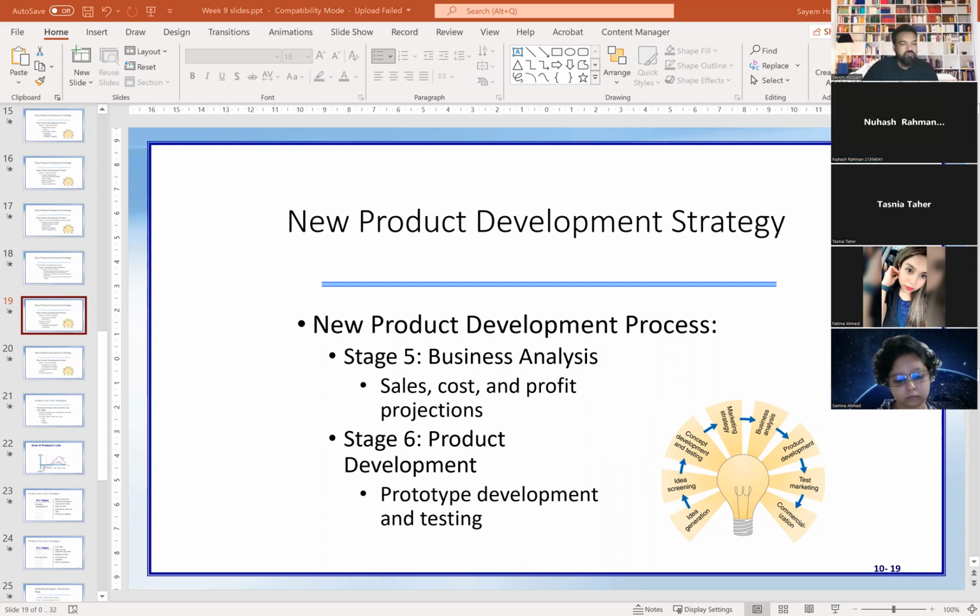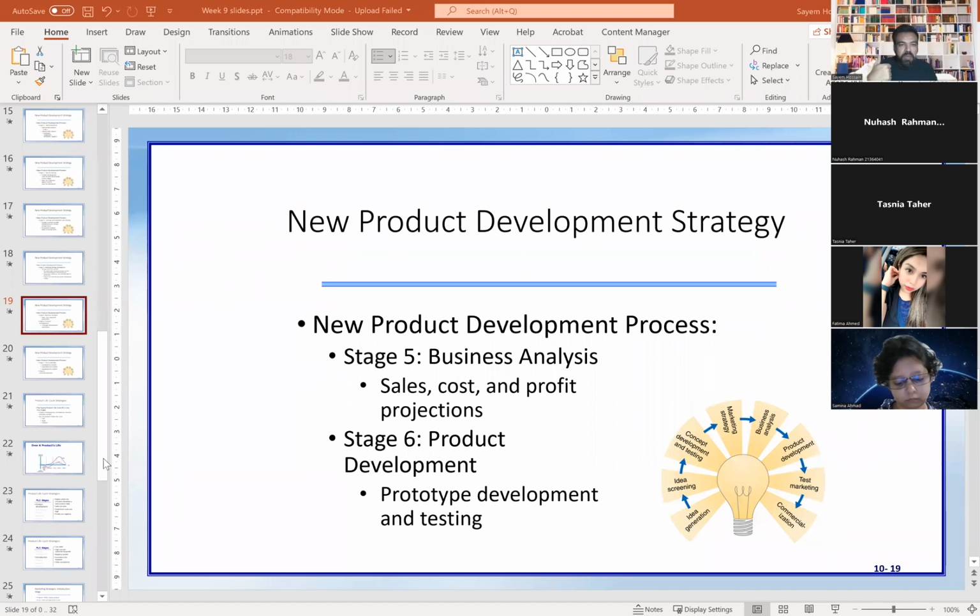Sir, stage 6 product development, which is like simulation of the product. Simulation, yes, you can talk about a simulation. It could be a simulation. So simulation is when you don't invest a lot of money for mass production, but you just come up with a scaled down version, like a pilot.